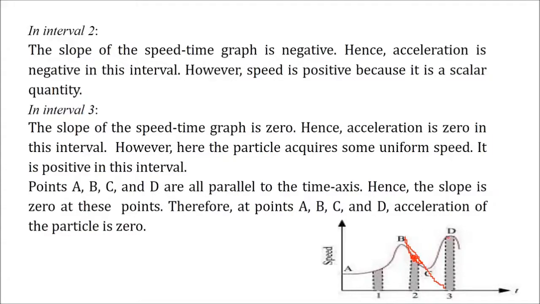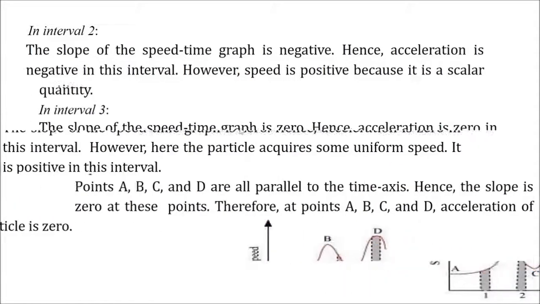When you come to this one, the slope is 0. So acceleration is 0 in this interval. But the particle is moving with some uniform speed, so the speed is positive in this interval. At A, B, C and D, at all these points we have a line parallel to the time axis. So the slope is 0 at these points. So at A, B, C, D, the acceleration of the particle is 0.